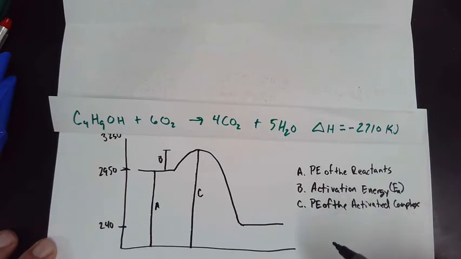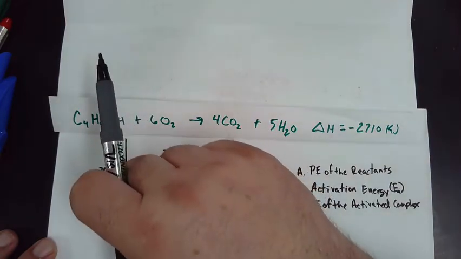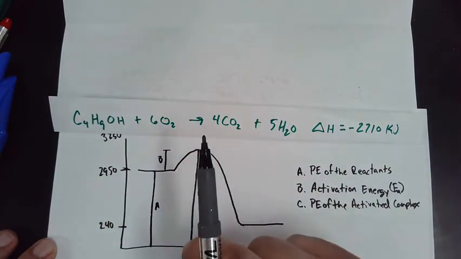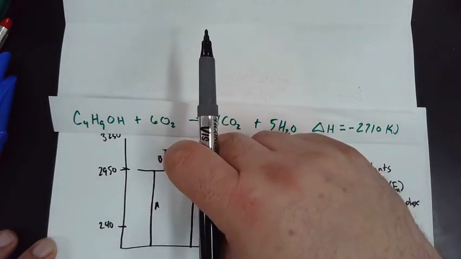Anything that comes from the bottom of the graph is always going to be potential energy of that point of the line. So this is the potential energy of the reactants because that's the reactant point of the line. This is the potential energy of the activated complex because that's the point on the line.